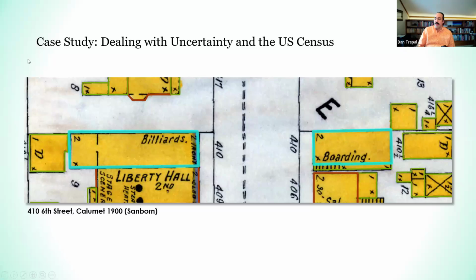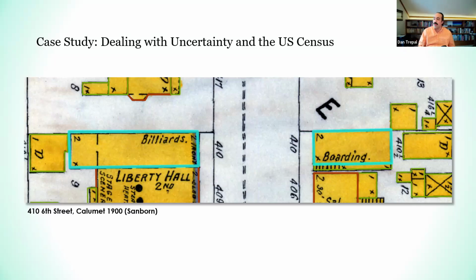Here's one that drove me nuts. I remember this one. This was like during lockdown when I was geocoding this one, and we had two 410s, and there was no difference. It wasn't a 410A or 410 and a half. It was 410 and 410 on the same street, across the street from each other. They were two-story commercial buildings with dwellings above. So literally no way to tell where people lived between the two.